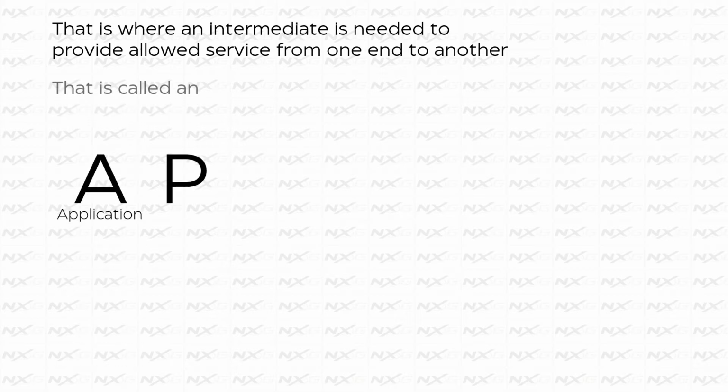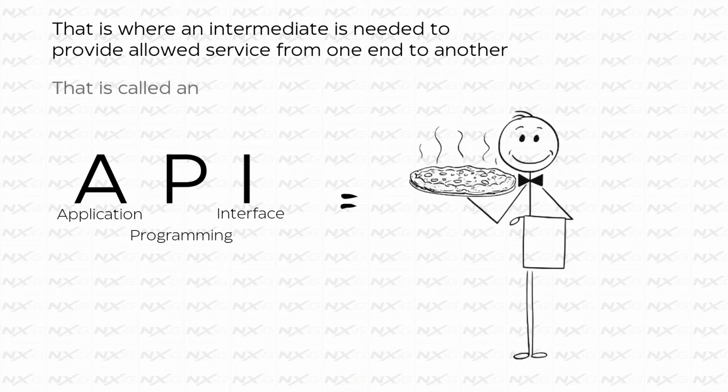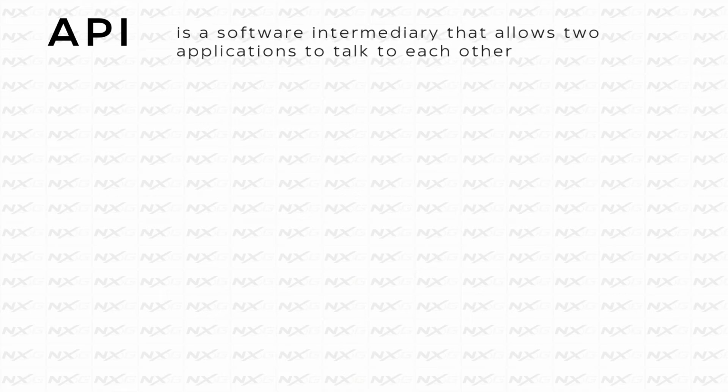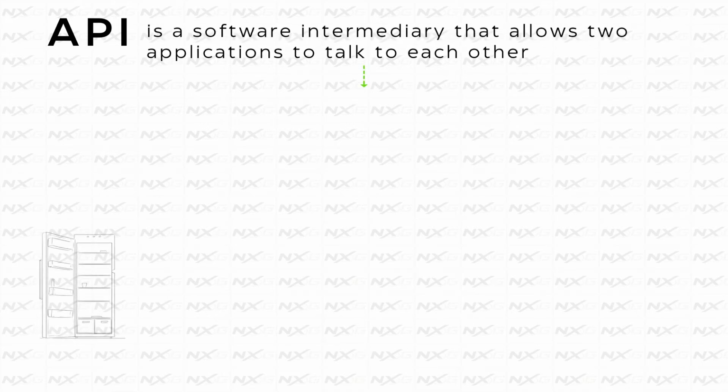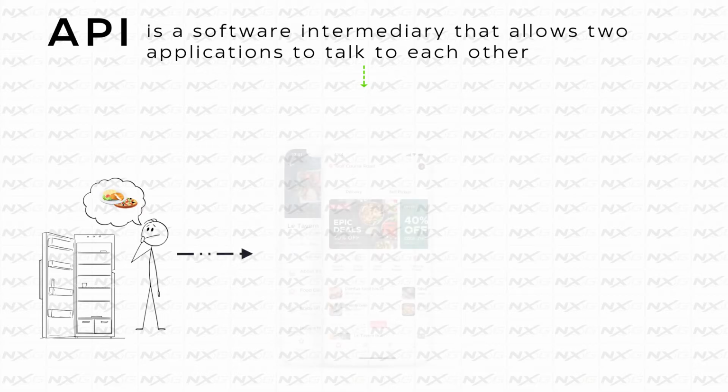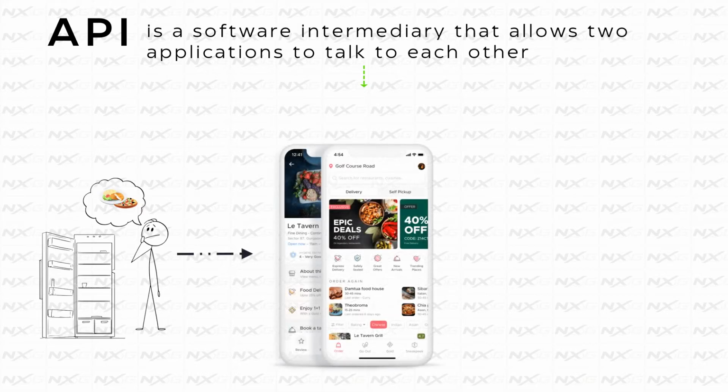Now, that is where an intermediate is needed to provide allowed service from one end to another, that is called an API. In our case, the waiter is our API or intermediate. API is a software intermediary that allows two applications to talk to each other. Here, if you are hungry and you want to eat something like pizza or salad, you just have to open the food delivery app, choose your food and order.